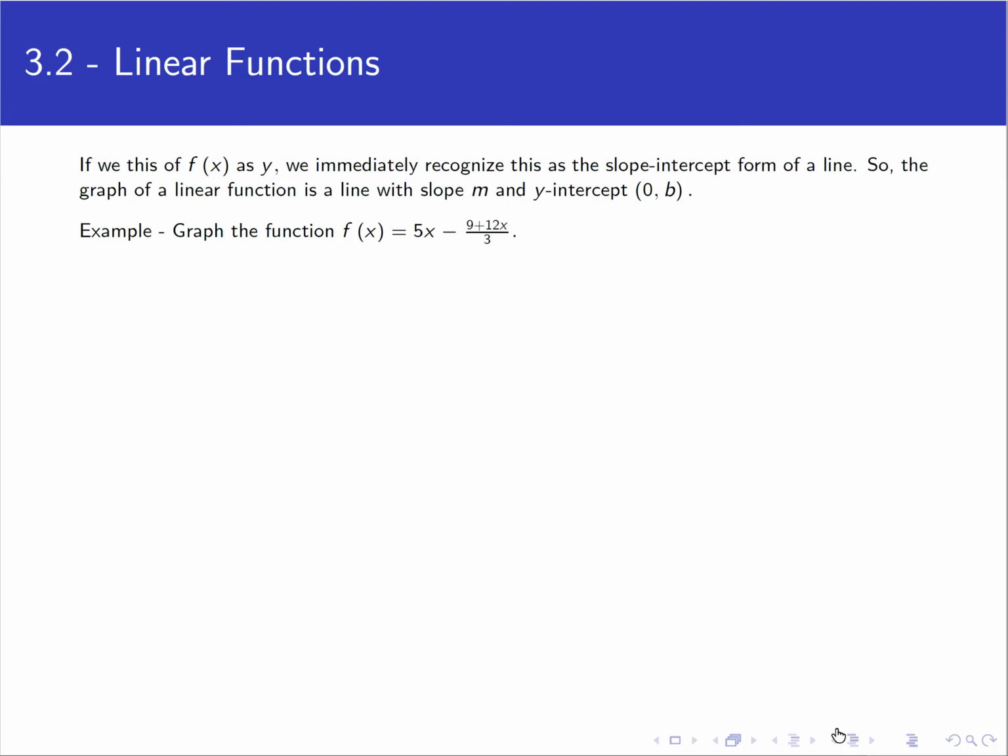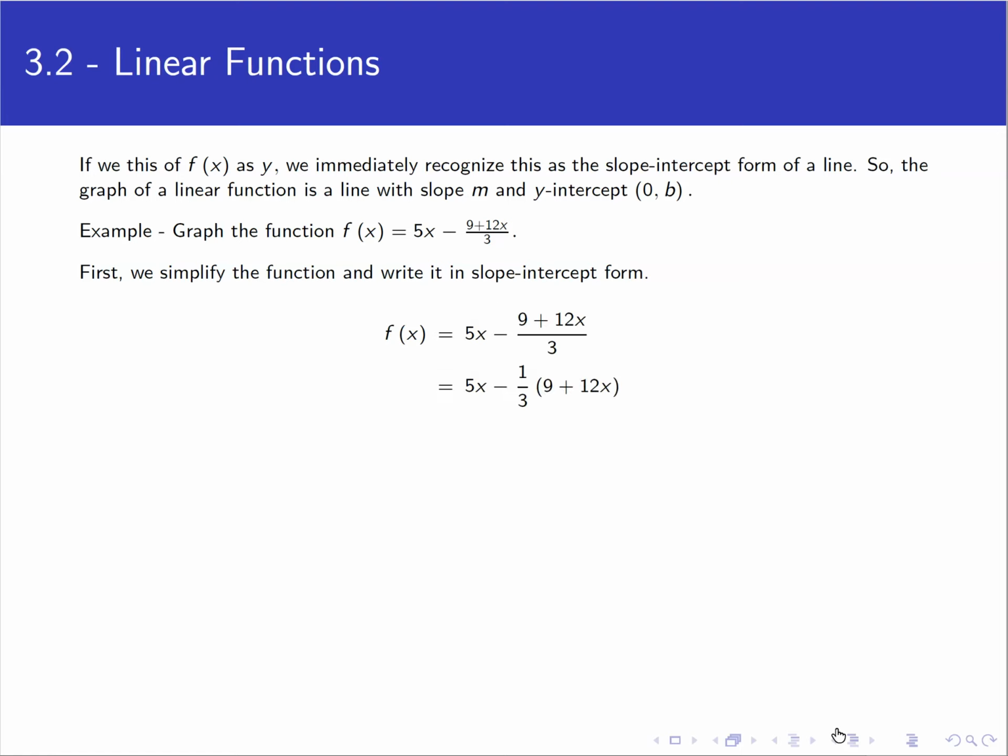So if we're looking at an example here, this one wants us to graph the function f of x is (5x minus 9 plus 12x) all over 3. Well, we know from what we've worked with lines before that if we want to graph a line, it'd probably be helpful to know its slope and its y-intercept. So the first thing we're going to do here is simplify this function so that we can see the slope-intercept form.